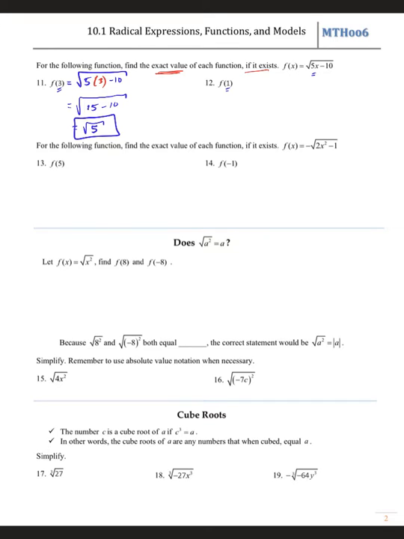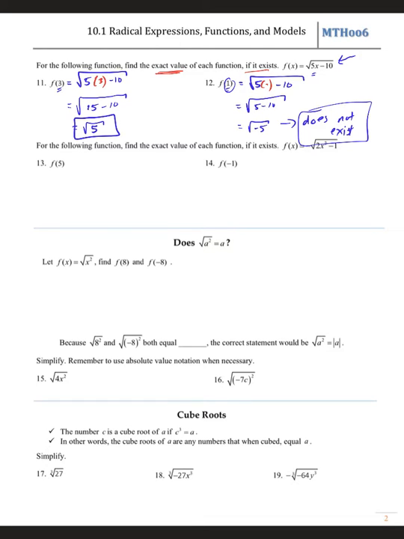Now looking at the 1, we want to substitute a 1 in for x. So 5 times 1 minus 10. This is leaving us with the square root of 5 minus 10, which is the square root of negative 5, which does not exist. So what that means is if we were to graph this function right here, there would not be any part of the graph that crosses the x value of 1. It doesn't exist.